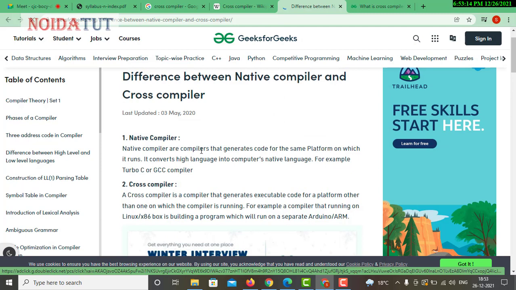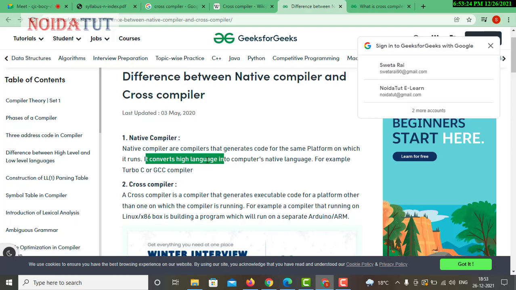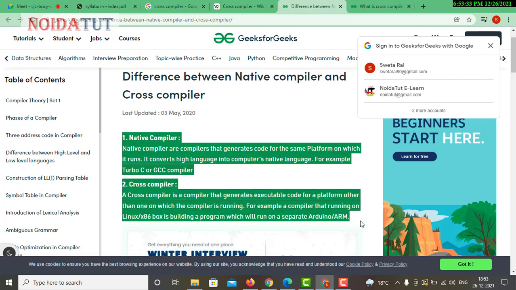Native compilers are the compilers that generate code for the same platform on which it runs. It converts high level language into the computer's native language. For example, Turbo C or GCC compiler. I am sending you these notes in the chat box. Just have a look at the chat box.